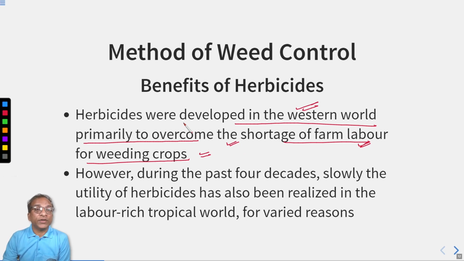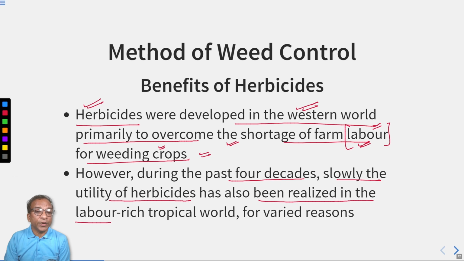So they developed herbicides that can kill the weeds, and they do not require any labor to take the weeds out of the cropland manually, right? So they developed what? Herbicides. However, during the past 4 decades, slowly the utility of the herbicide has also been realized in the labor-rich tropical world for varied reasons.